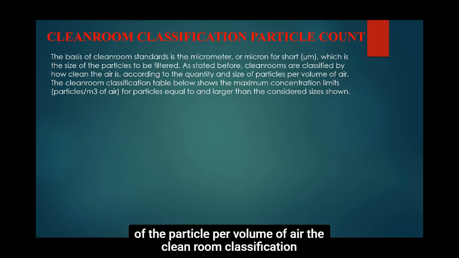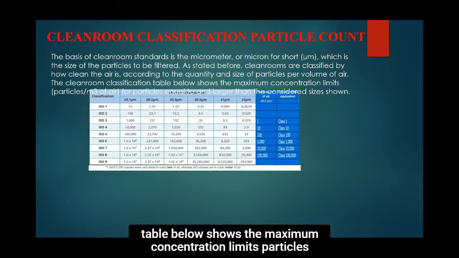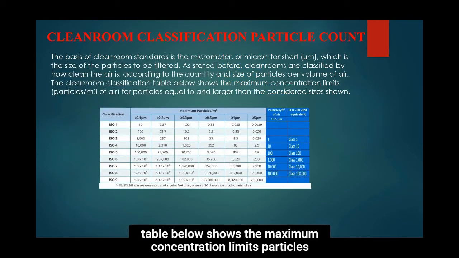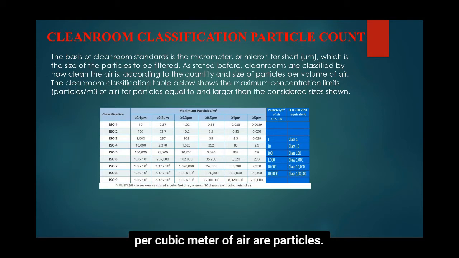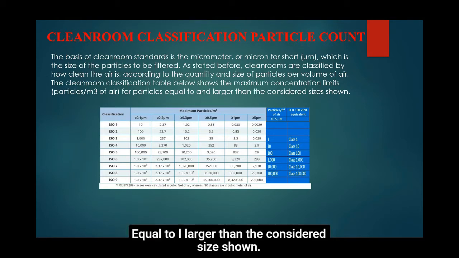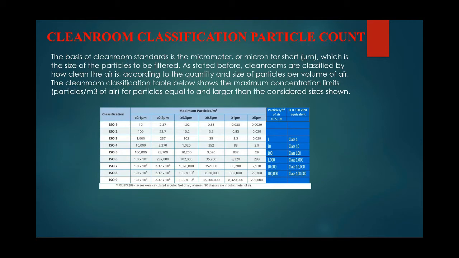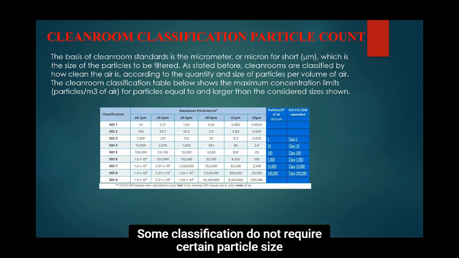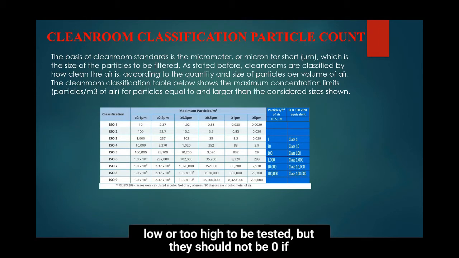The clean room classification table below shows the maximum concentration limits, in particles per cubic meter of air, for particles equal to and larger than the considered size shown. Some classifications do not require a certain particle size to be tested because the respective concentration is too low or too high to be tested, but it should not be zero.